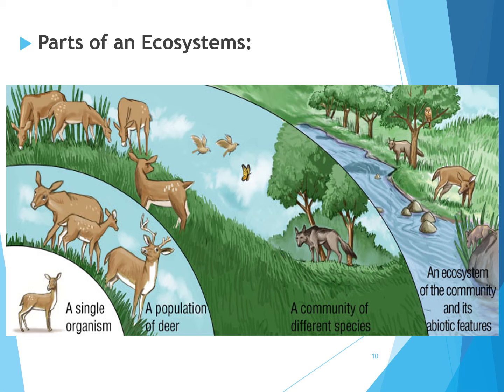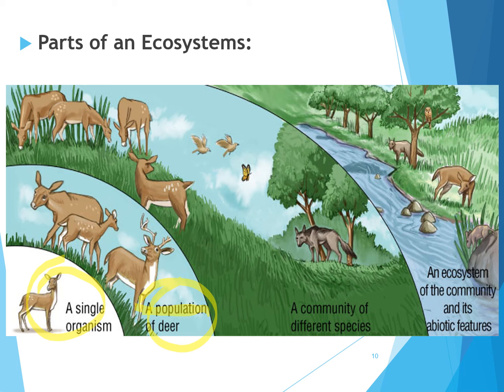Okay, so here we have parts of an ecosystem. You'll notice down here, we have just one single organism. In this case, it's a deer. And then if you look to the next area, we have a population of deer. At the bottom, we have just one organism, and then a group of those organisms makes something called a population. So a group of more than one deer makes a population of deer.